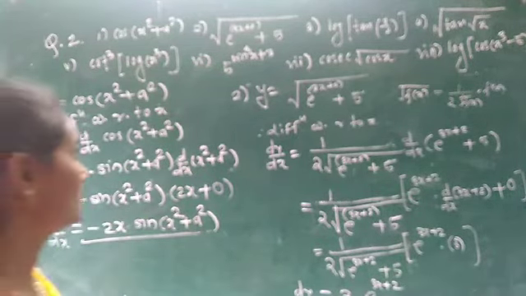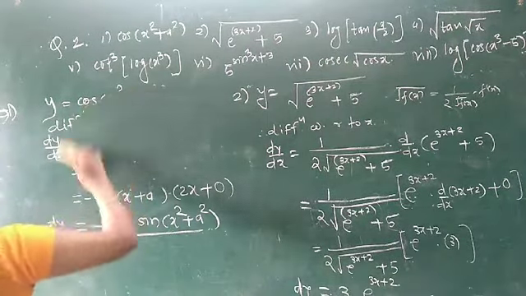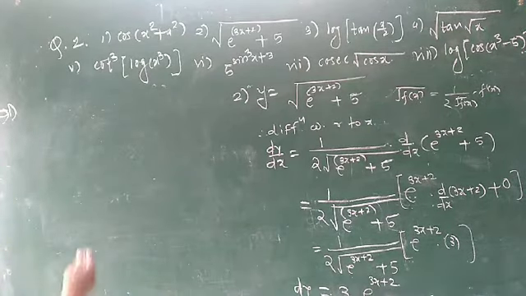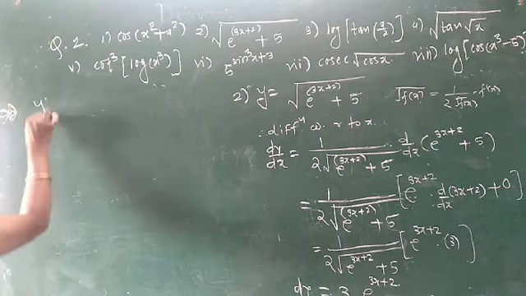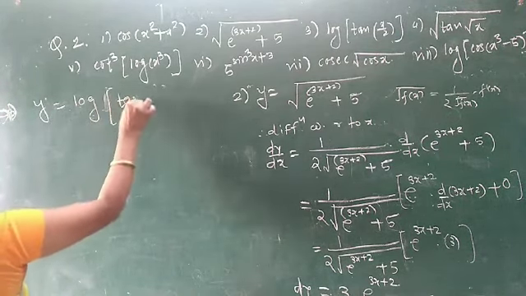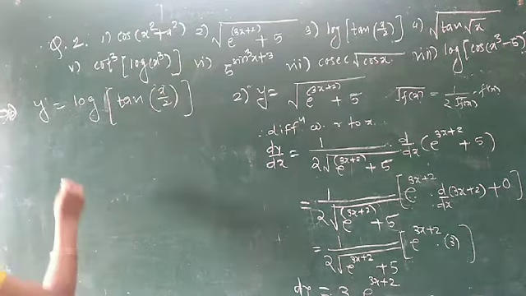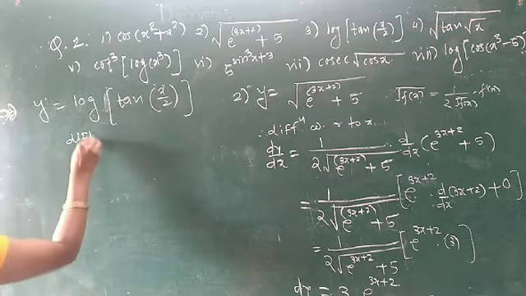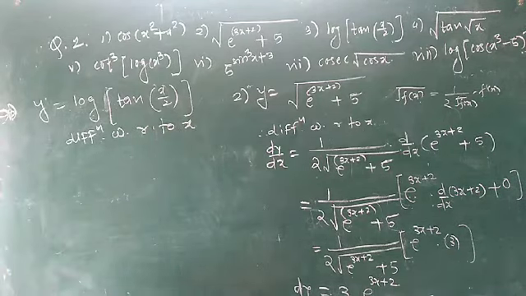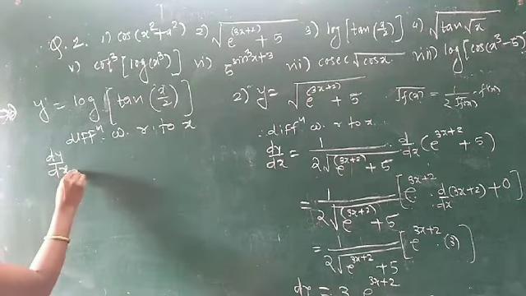Now the third question: log of tan of x by 2. y is equal to log of tan of x upon 2. Now differentiate with respect to x. dy upon dx.